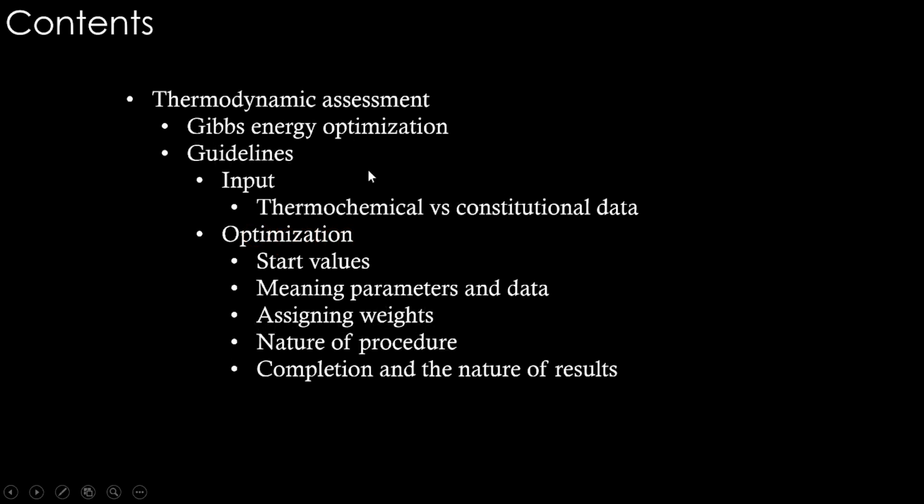So these are going to be the contents today. We will see the Gibbs energy optimization, the outline and where it fits, and then see some of the guidelines to do that, especially on the input data. We will focus on the difference between thermochemical and constitutional data and more things about input data, followed by, in optimization, what are the things to be considered: something about start values, what they are, and what can be meaningful parameters, what is assigning weights, how the procedure itself goes in general, how we judge whether the procedure is over or not, and what the way forward is after that.